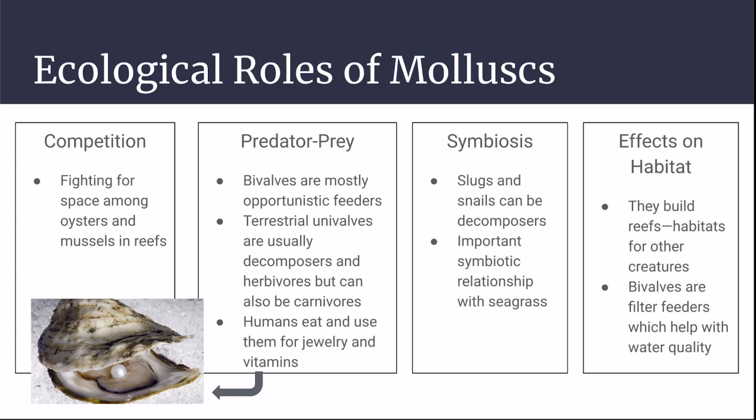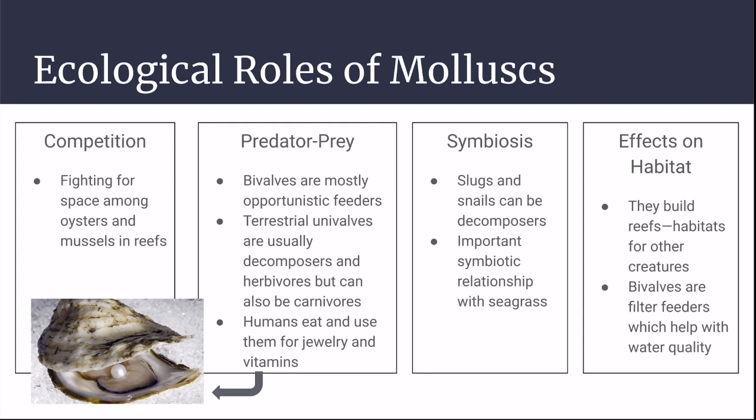So bivalves, for predator-prey, are mostly opportunistic feeders, so they're not very predatory. And then terrestrial, or land, univalves and snails can be decomposers and herbivores. So again, they're not big top-of-the-food-chain predators, but they can be carnivores. Also, mollusks are the prey of humans, technically, because humans will eat them and also harvest them for jewelry, as we see with pearls.